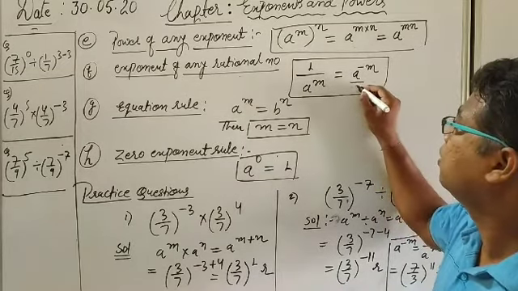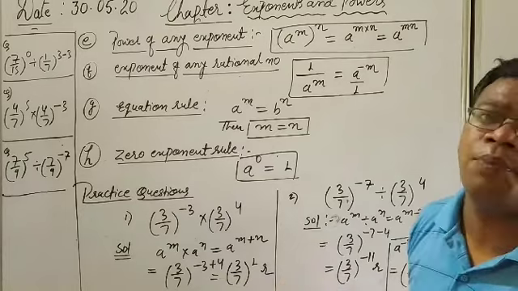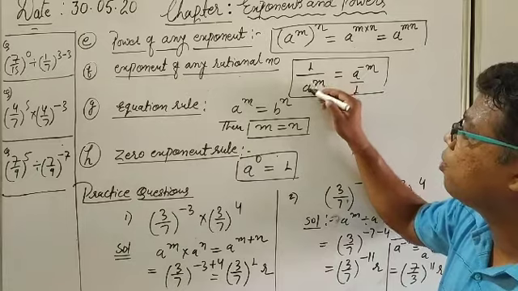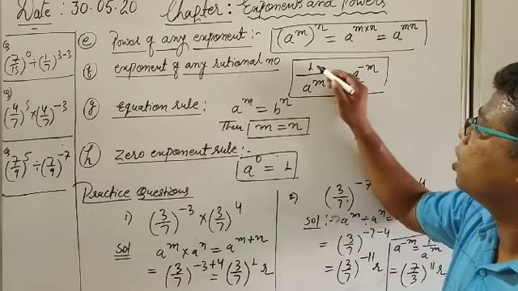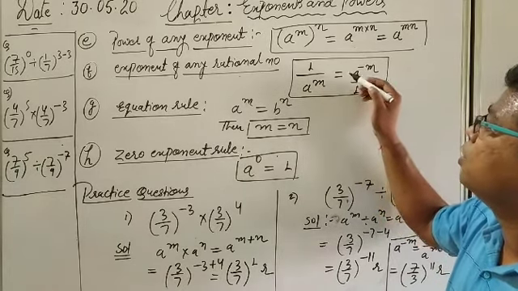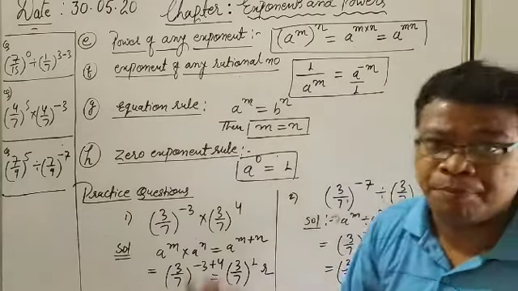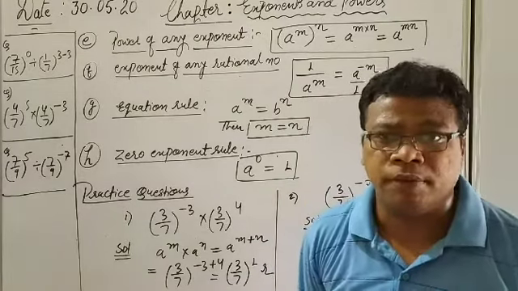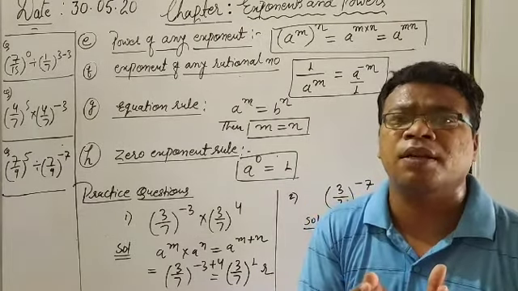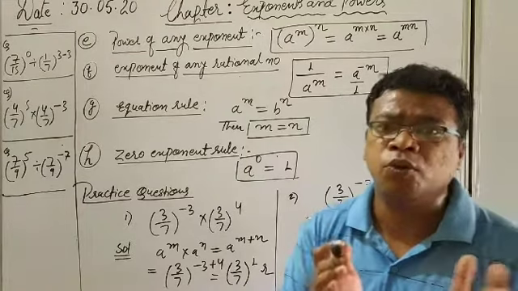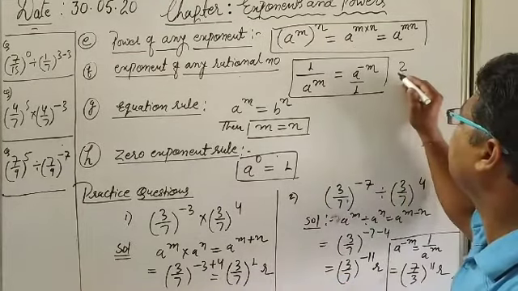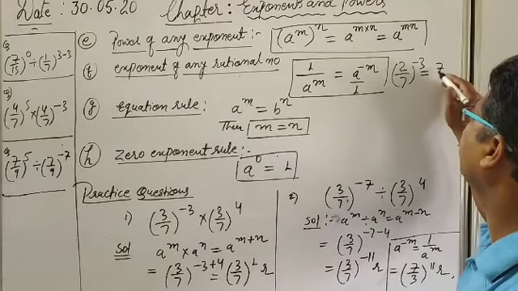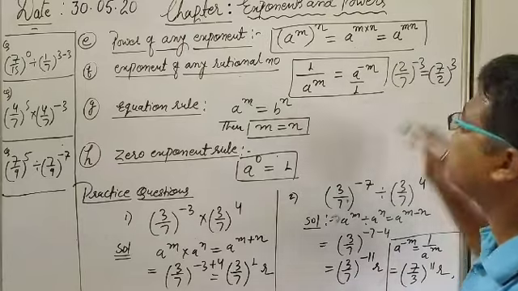Actually, what I am taking here is the reciprocal. 1 upon a to the power m can also be considered as 1 upon a whole power m. So 1 upon a to the power m can be written as a to the power minus m. You can understand the same rule with the negative exponent. See here, if the question is 2 upon 7 to the power minus 3, what will my answer be? My answer will be 7 upon 2 whole power 3.